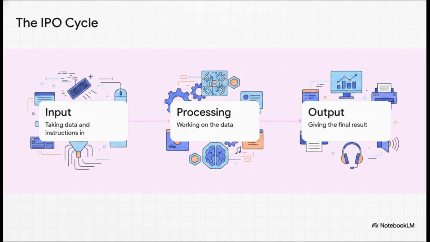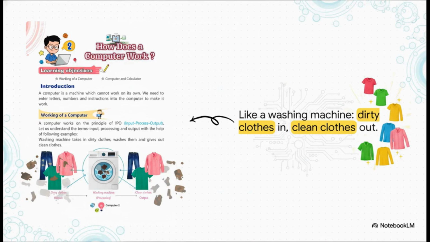It's basically 3 steps. First, it takes data in. Second, it works on that data. And third, it gives you a final result. Think about a washing machine to kind of picture this. Your dirty clothes, that's the input. It's what you feed into the system. The machine actually tumbling and cleaning, that's the processing phase. And those fresh, clean clothes you pull out at the end, that is your output.